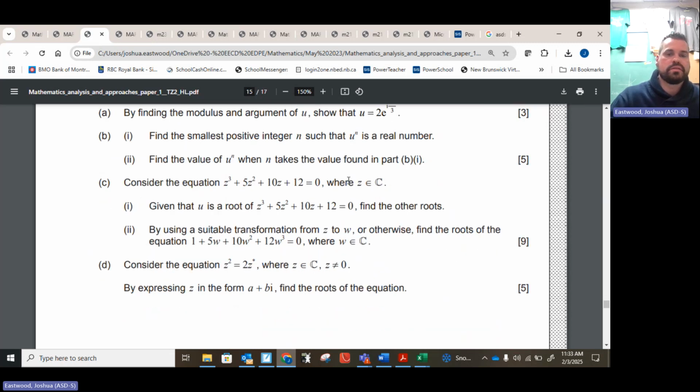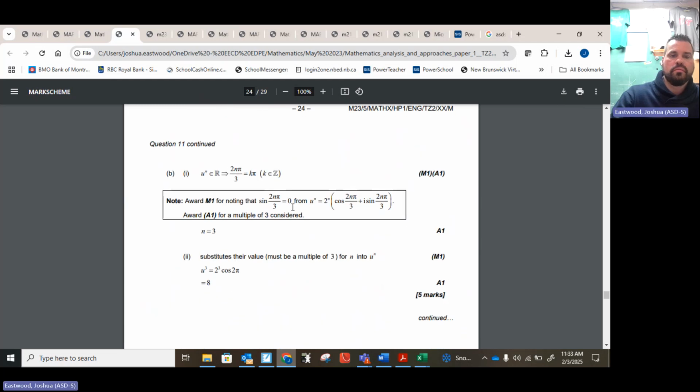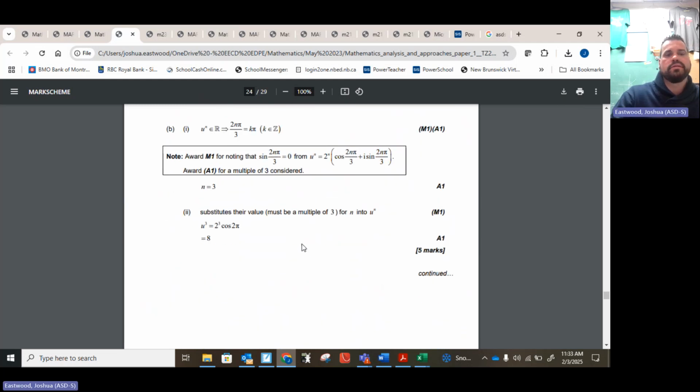So part B says find the smallest positive integer n such that u^n is a real number. So if it's a real number, what does that mean? Well, what that means is your complex part, the part that has i in it, has to be 0. So if you look at the mark scheme here, it says the start that u^n belongs to the real numbers means that 2nπ/3 is equal to kπ. Okay, so it's like, well, why is that the case?